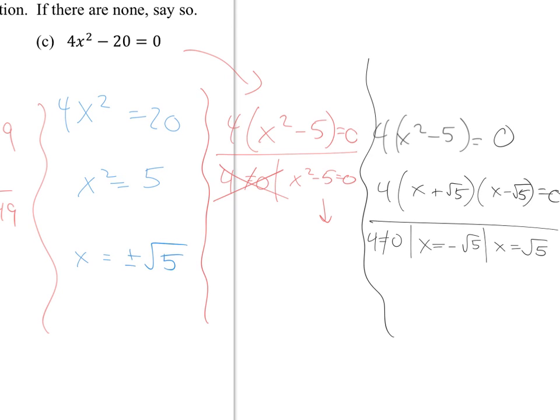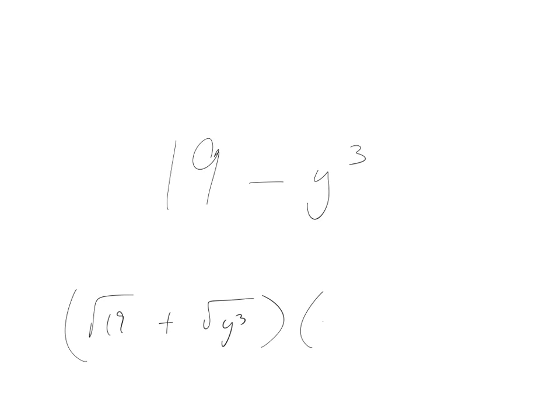If I had this, let me add a slide. If I had this, 19 minus y to the third. Technically speaking, those don't look like perfect squares, do they? But I could factor this into root 19 plus root y cubed times root 19 minus root y cubed. Because technically the rule of difference of squares is to say take the square root of this, put it here, take the square root of this, put it here, and then put plus and minus. Well, that's what I did. So that is actually the correct factorization of that. Although would you really do that? Probably not, right? It's probably not something you're going to have to actually do.